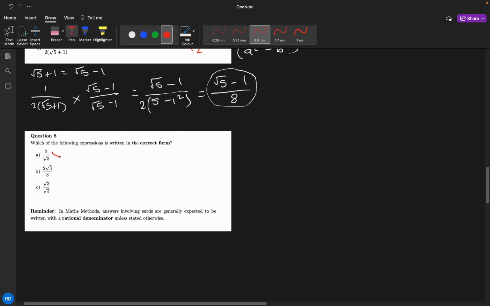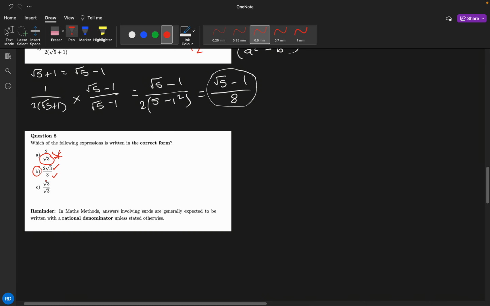Okay, obviously not this one, because it has root 3 on the bottom. So it's an irrational denominator, and that's not the mathematical standard convention for this one. This one, to me, looks pretty good. You've got a rational denominator. You can't simplify that any further. That looks pretty good to me. So I'm going to go with B for now.